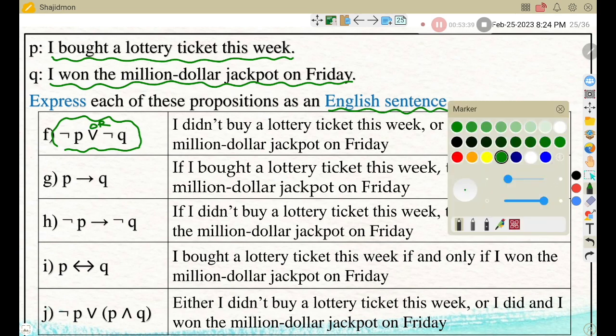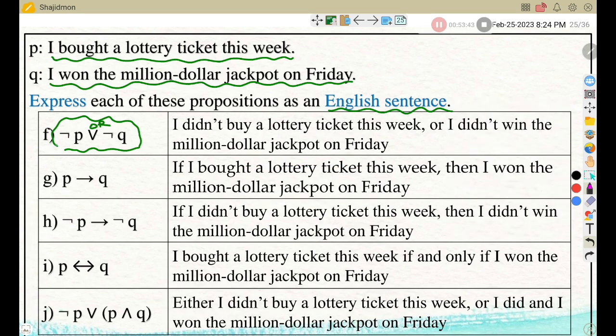So how to write that one in an English sentence? You can think. First negation of P. Negation means I didn't buy a lottery ticket in this week, correct? That is negation P. Or, you can see the or symbol. Then negation Q: I didn't win the $1 million jackpot on Friday. Hope you understood that one. Easy.